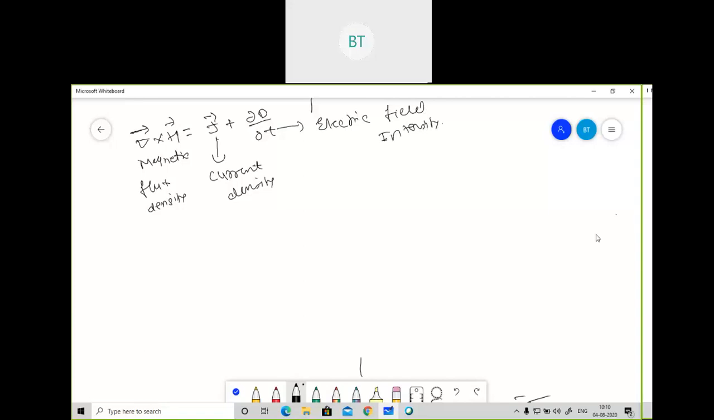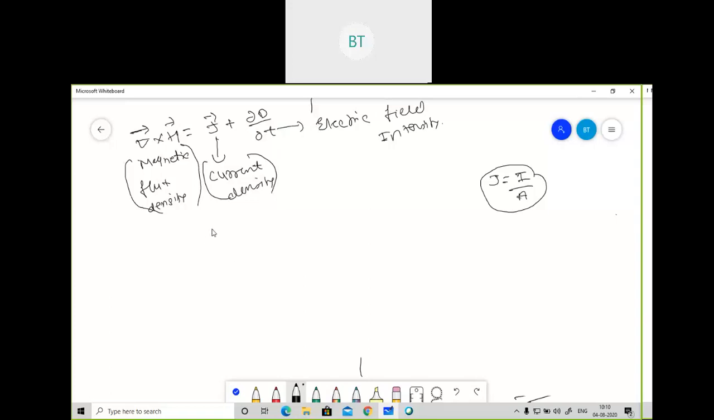I think everybody is aware of these terms: curl of H is our magnetic field density, and J is our current density. Everybody is aware of this term. We already know that J is equal to I by A. I think we have studied this in EM, in EDC. You are already aware of this fact. And del D by del t is electric field intensity.